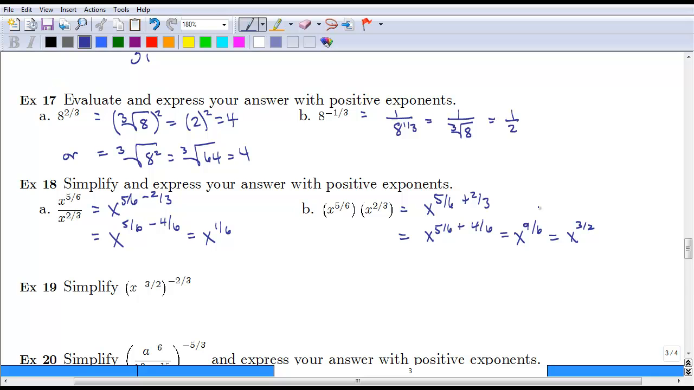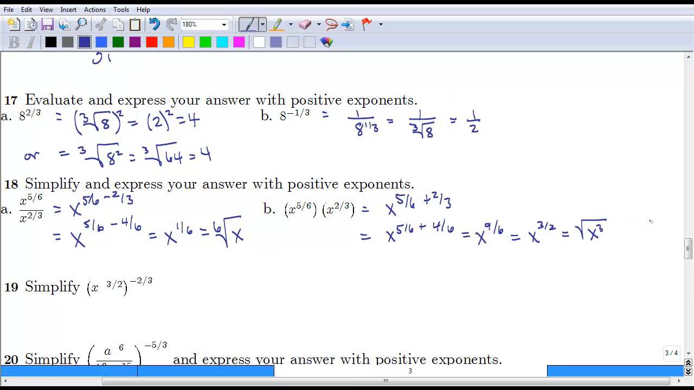If we wanted to rewrite either of these in radical notation, this would be the 6th root of x. And for this one, we've got, again, options. This would either be the square root of x cubed or the square root of x, quantity cubed. It's up to you which way you prefer to write it.